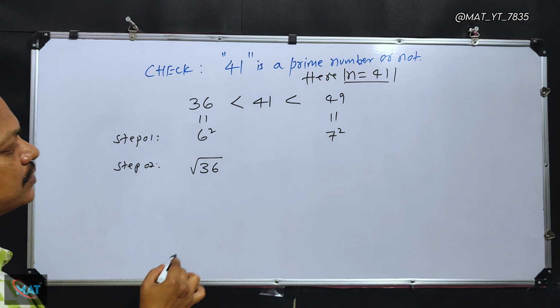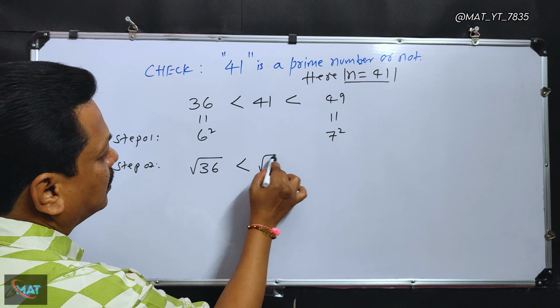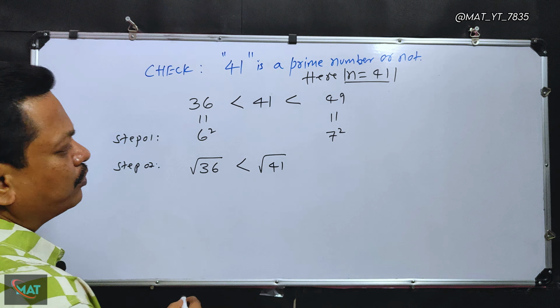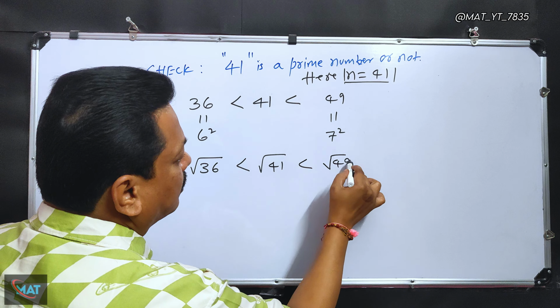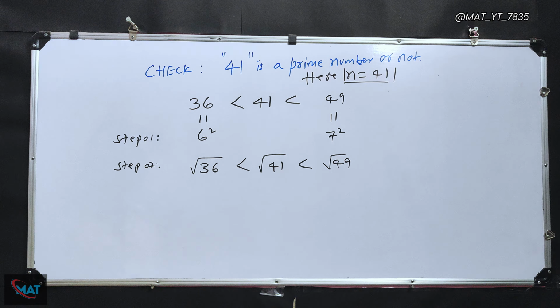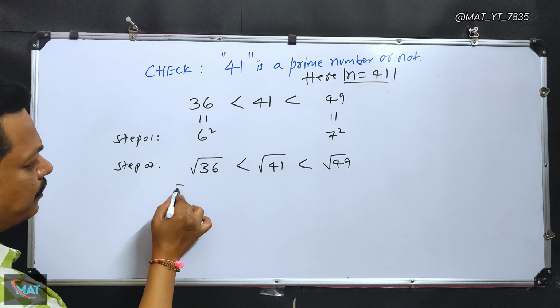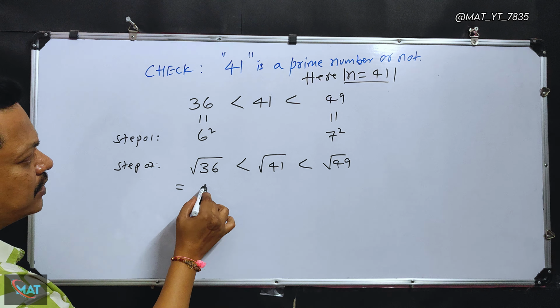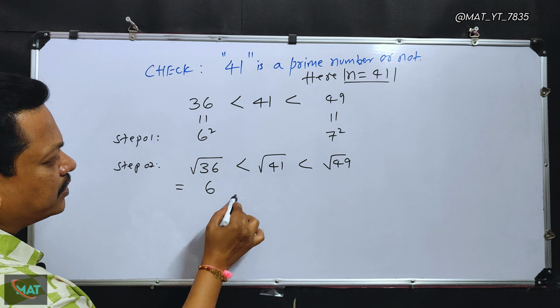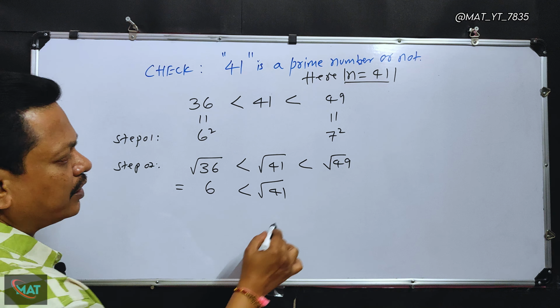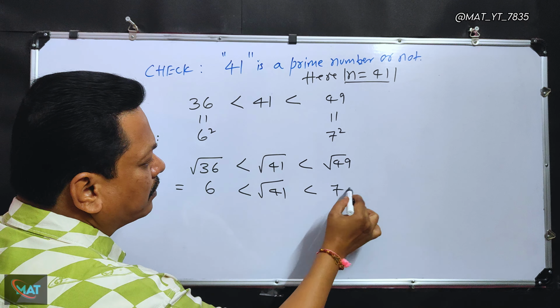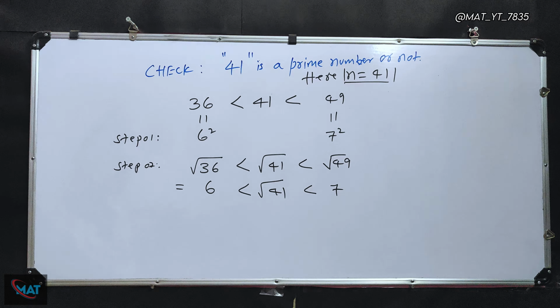Square root of 36 is obviously less than square root of 41, which is less than square root of 49. The value of root of 36 is nothing but 6. You leave the middle one as it is, no need to simplify, and the last will be 7. Now what must you do in the third step?